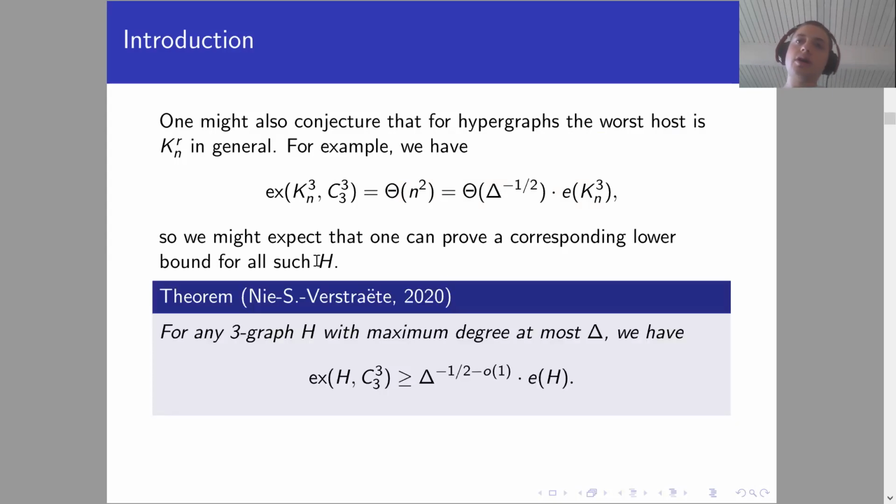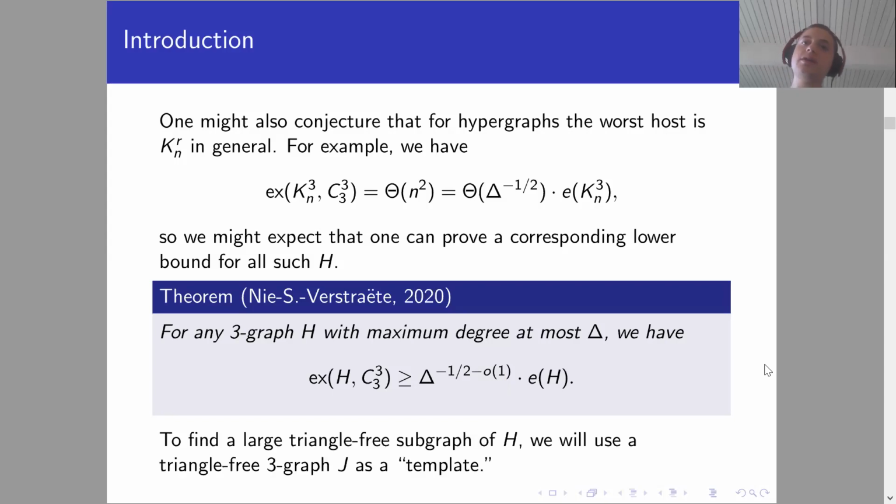In particular, I proved with Josh Shimi and Josh Strada that if you give me a 3-graph H with maximum degree at most delta, then you get a lower bound of the form delta to the minus 1.5 minus little o(1) times the number of edges we start with. So this is basically showing this bound is tight up to this little o(1). Now I'm going to sketch the proof of this.